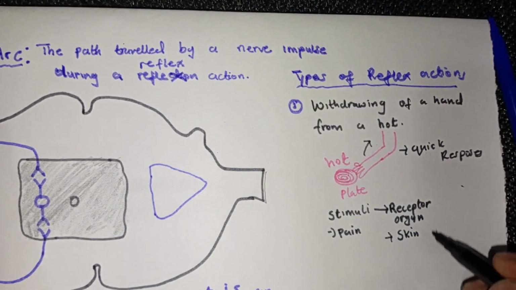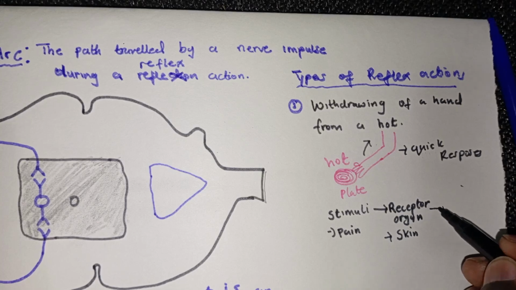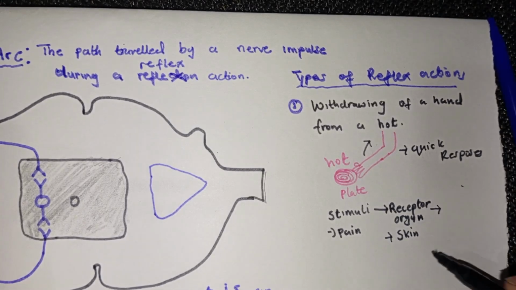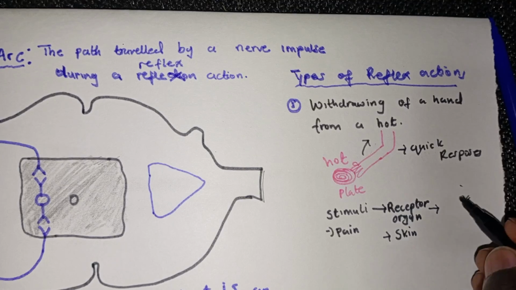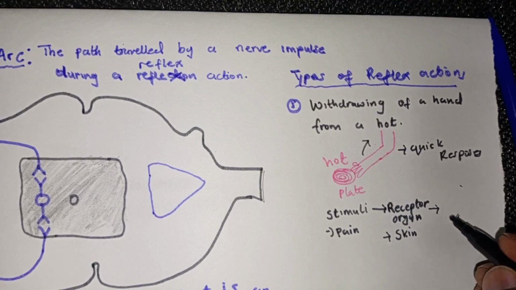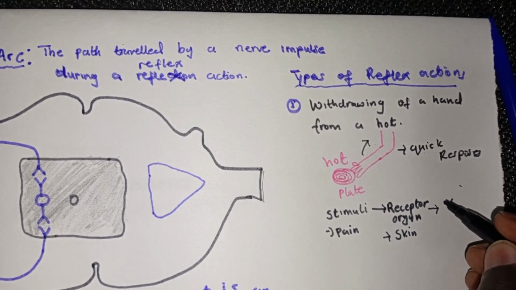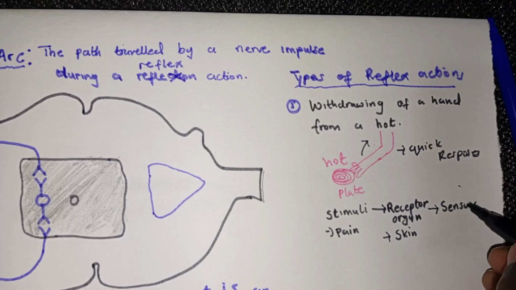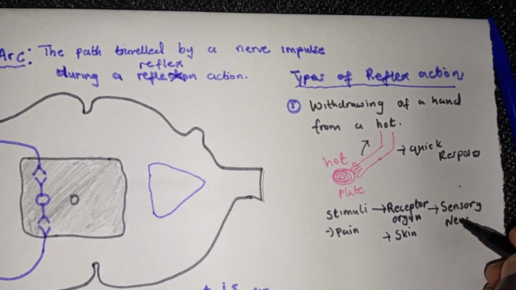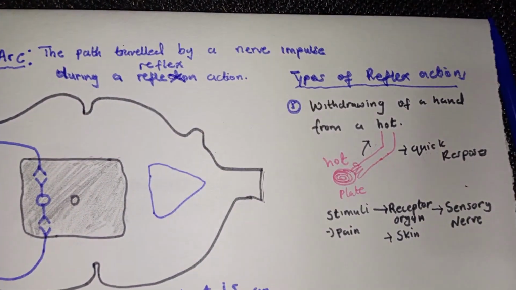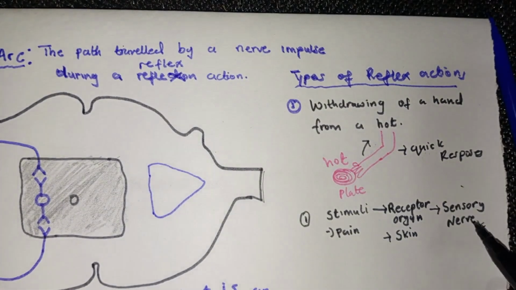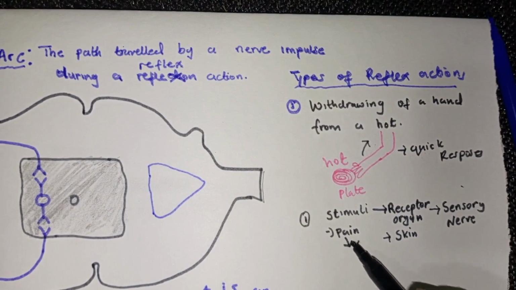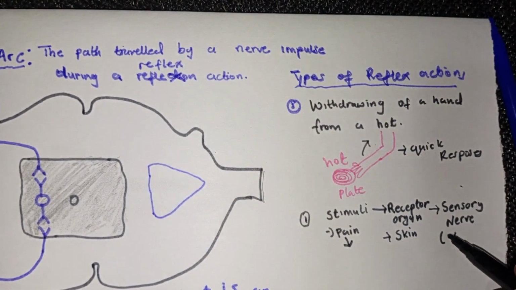From the receptor organ, it has the ability to convert this pain into an impulse. Once it is an impulse, it is picked up by a nerve, which we call the sensory nerve. This is stage number one. The sensory nerve has converted the pain into an impulse, so now this is a pain impulse.